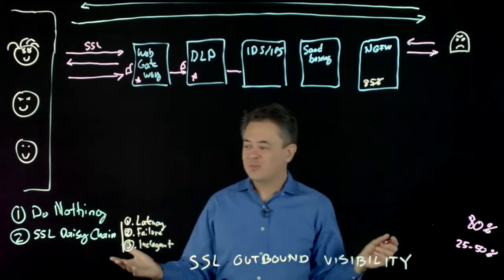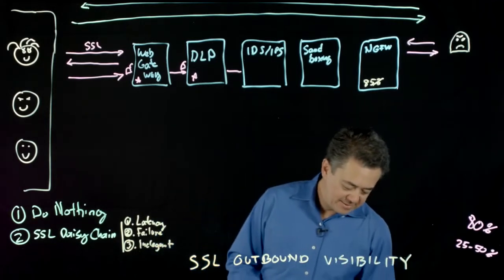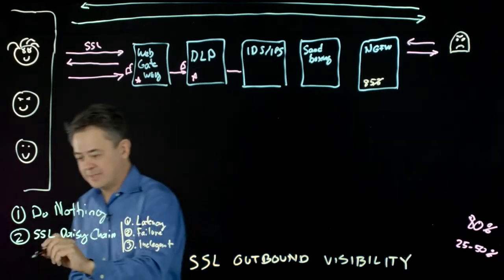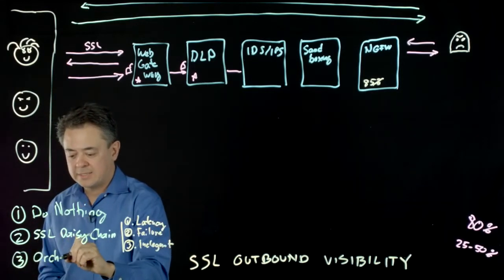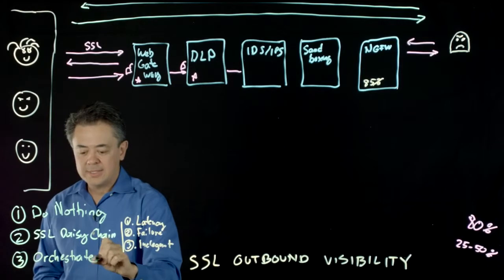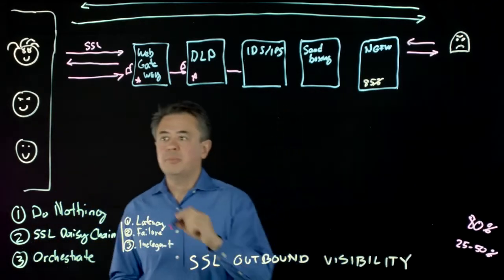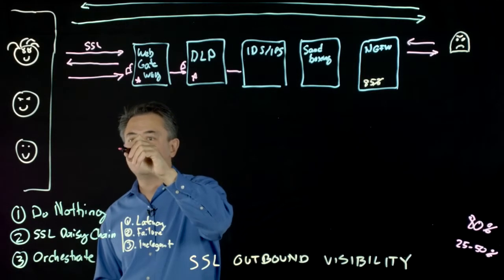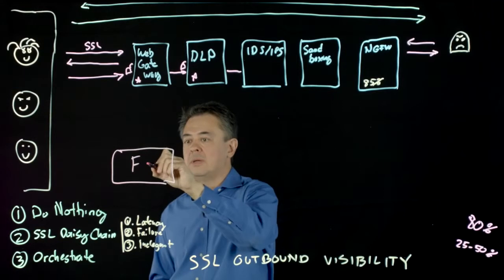So what do you do? How can we fix this problem going forward? You can orchestrate it. So check this out. Let's say you put an F5 in line for all your traffic going outbound, right?